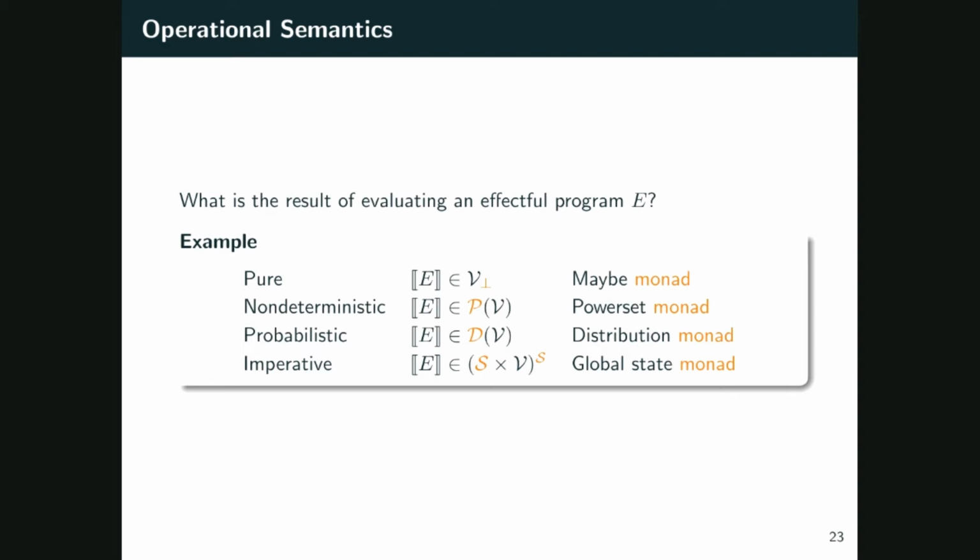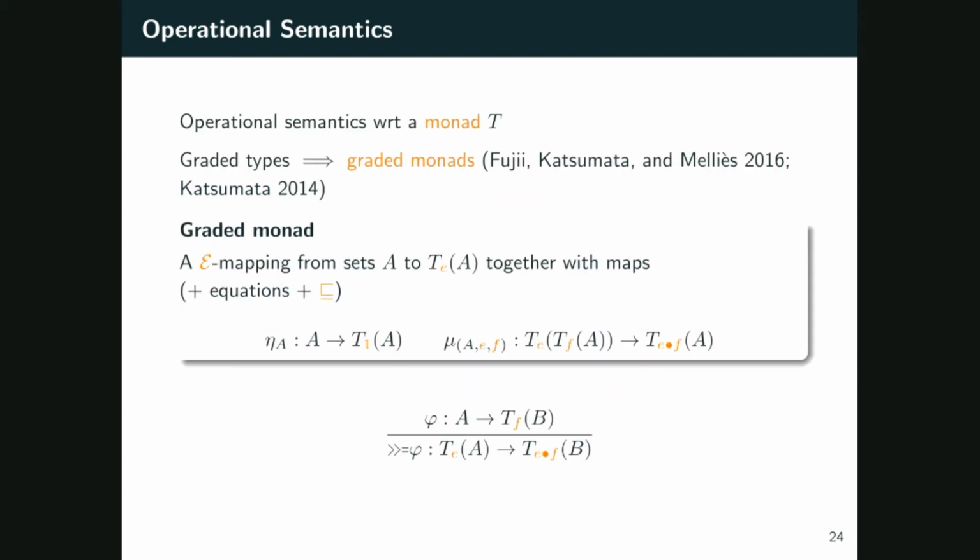And for a probabilistic calculus, we evaluate a program and we obtain a distribution or a subdistribution of values, which is again modeled using the distribution monad. And the same pattern is present for other effects, such as global stores or exceptions. What we do is a light generalization and define operational semantics with respect to a monad.